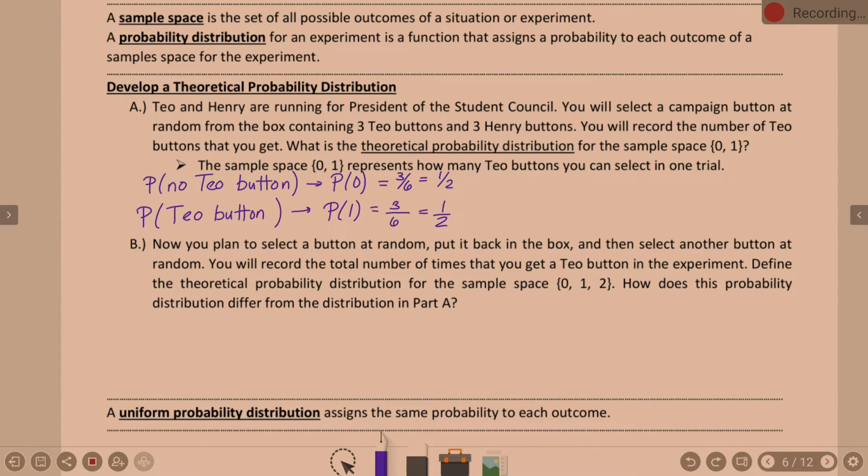And so when they ask what is the probability distribution, well, probability of 0 buttons is 1/2. The probability of 1 button is 1/2. So when they're asking you for that probability distribution, they're asking you for finding the probability of each item. Okay.